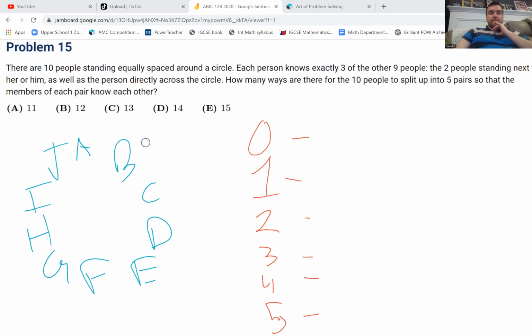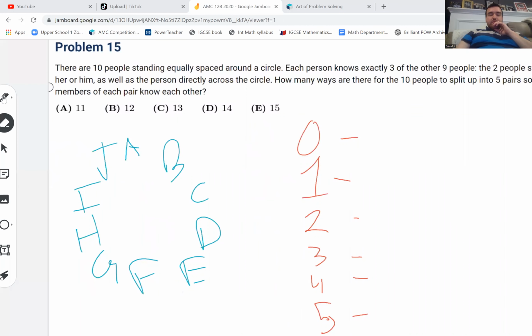Going over this time it's AMC 12B 2020 number 15. This is a fun, what I call, counting problem or combinatorics problem. Any problem that usually goes with "how many ways are there" is always what's called a combinatorics problem, which I've always found to be pretty fun.